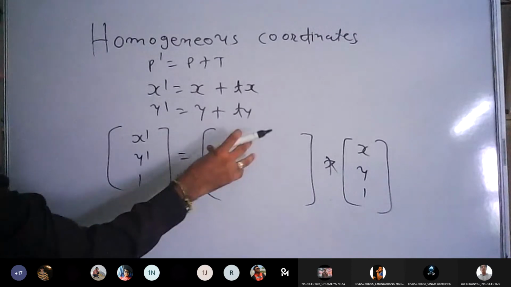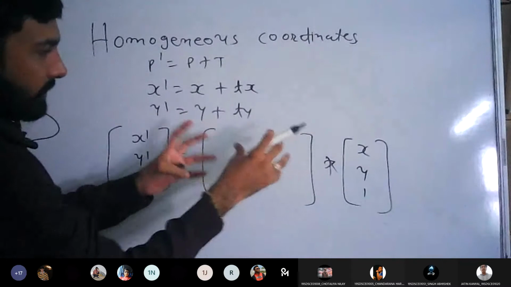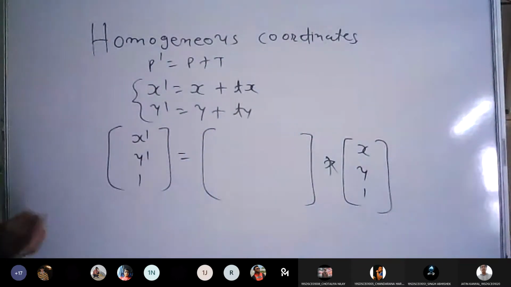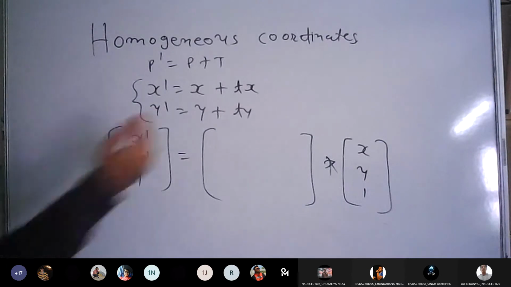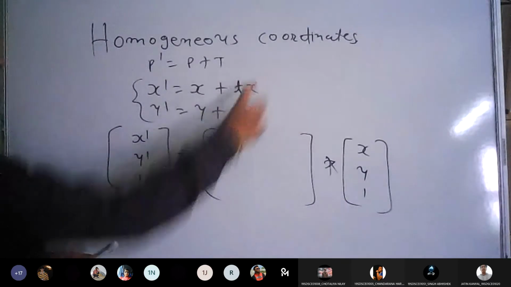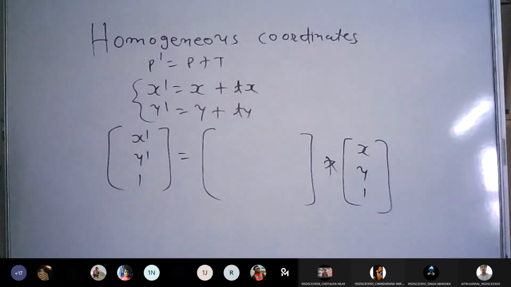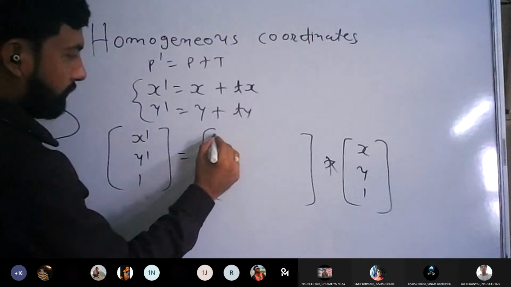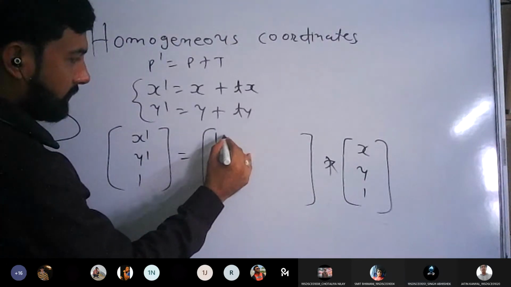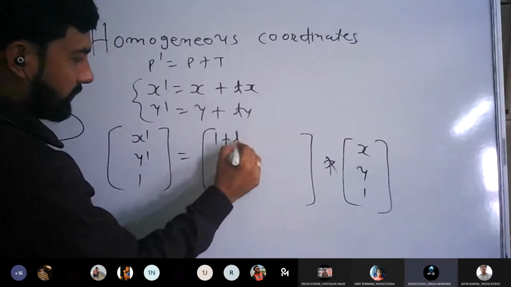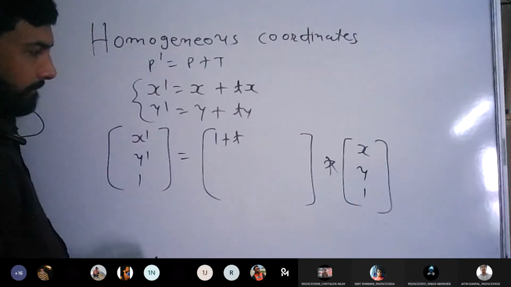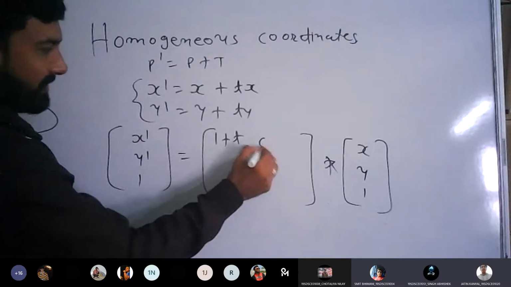We need to write something here so that when we multiply both matrices, we get the same equations. What to do? You can just try. We will write here and try to multiply it. If you do not get the equations, we can modify it. It's not a problem. Sir, in the first it will be 1 plus t. 1 plus t, then 0. Okay, we have to think.